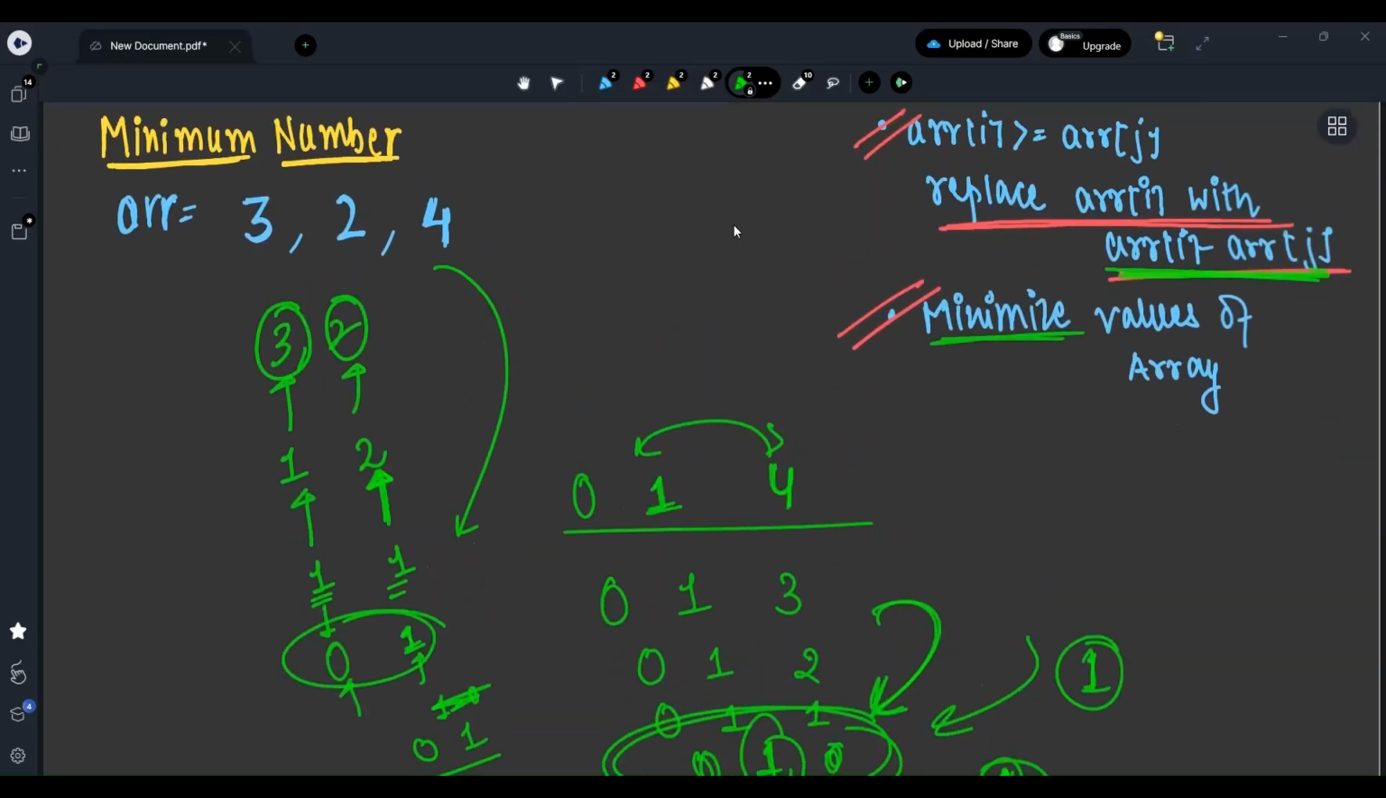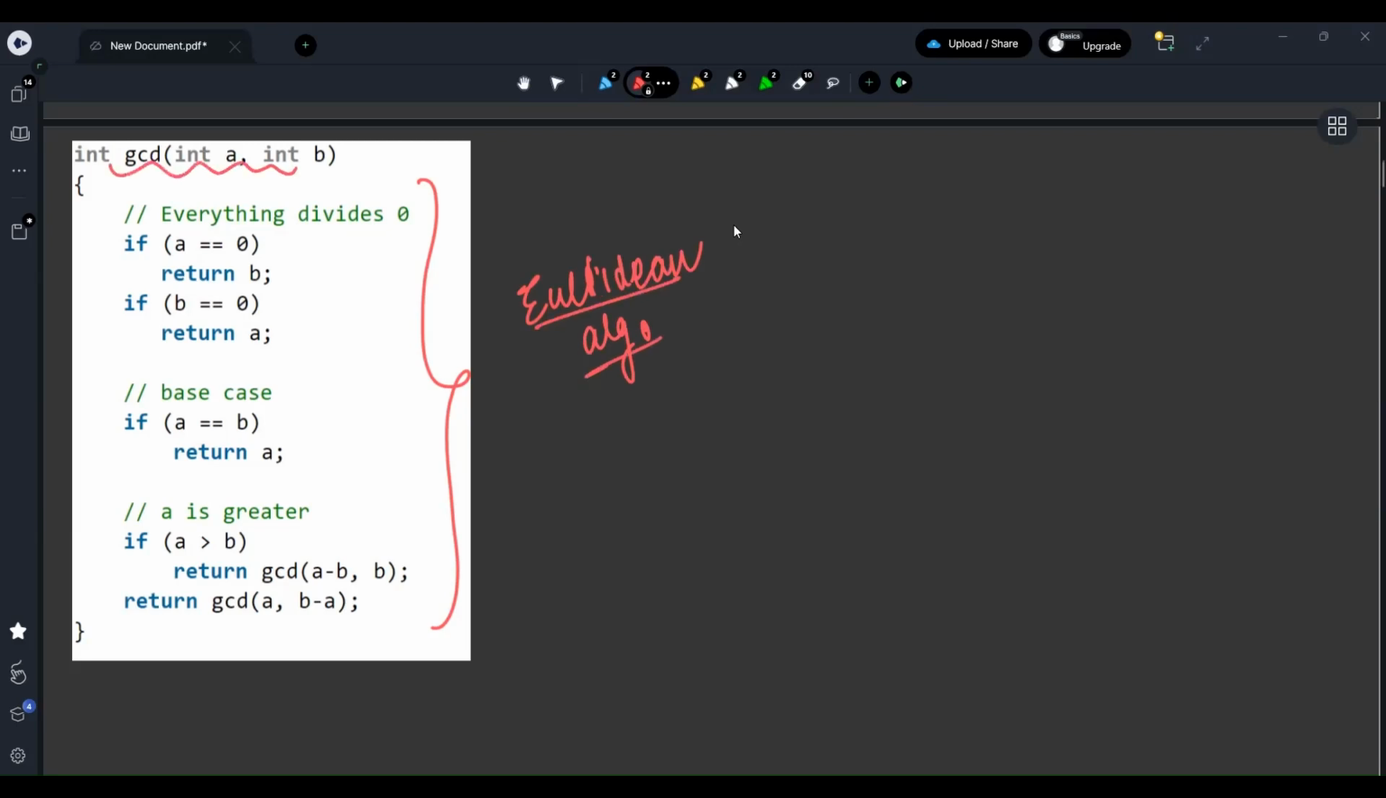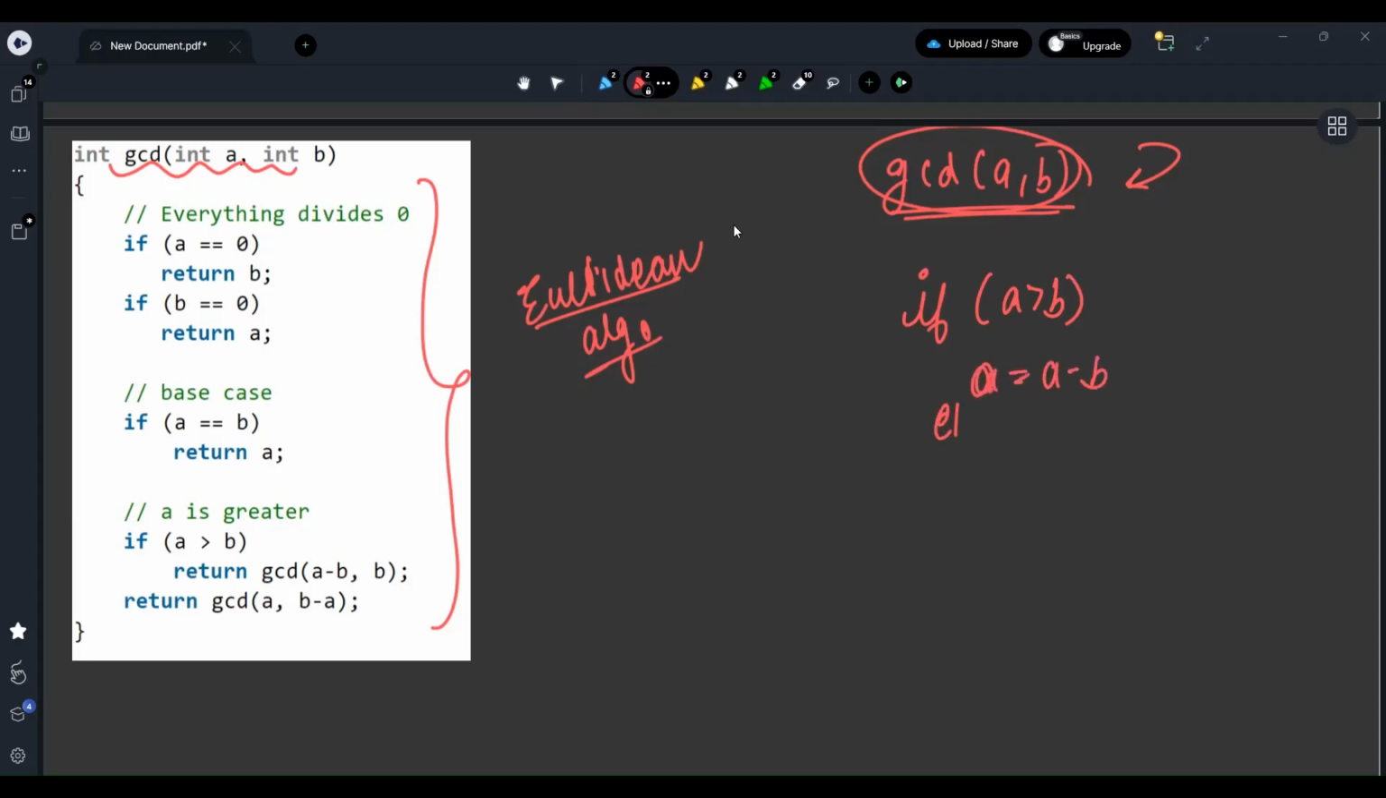So how can we approach the question? Let's understand the intuition. First thing, just see this code and tell me what it is. Yes, Euclid algorithm. What is the Euclid algorithm? Let me tell you. The Euclid algorithm is a way to find the GCD. If I want to find the GCD of A comma B, the Euclid algorithm says if A is greater than B, then A becomes A minus B. Else if B is greater than or equal to A, B will become B minus A.